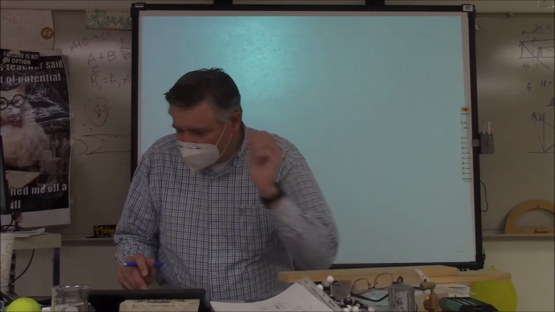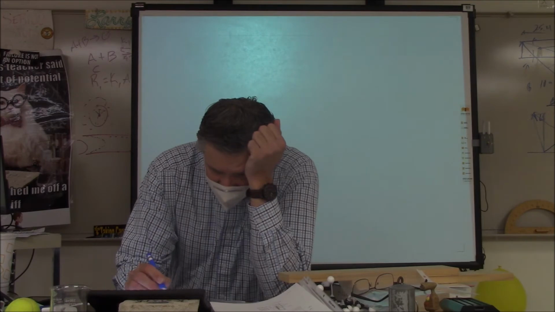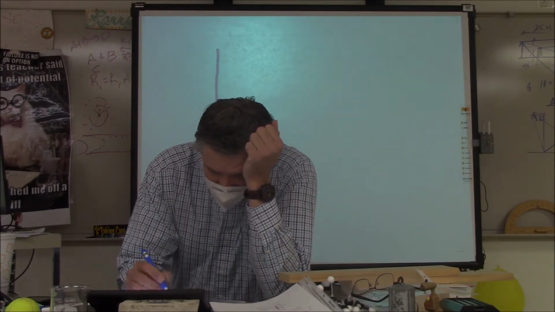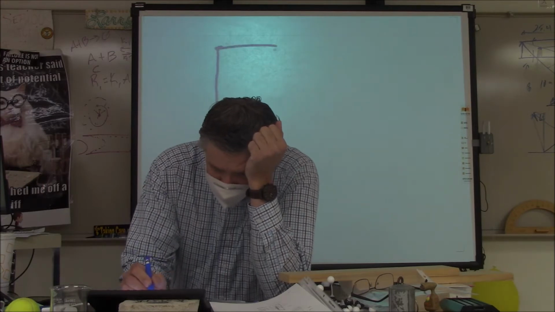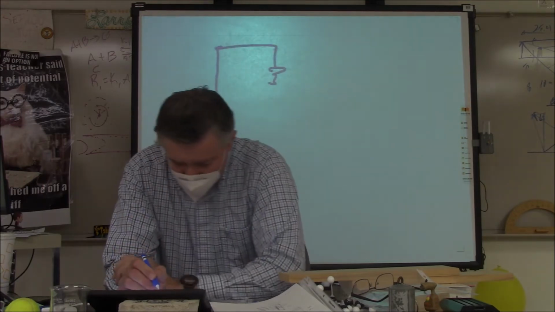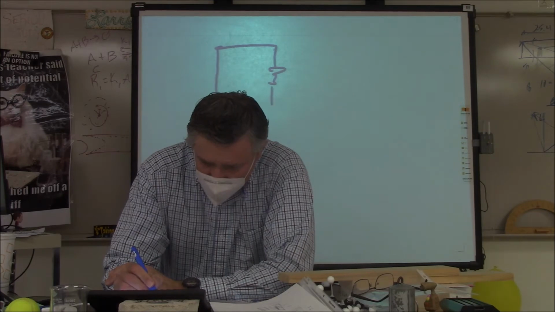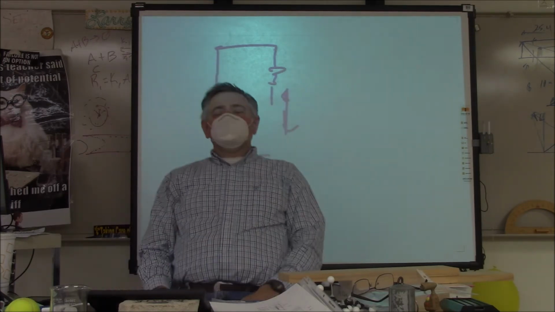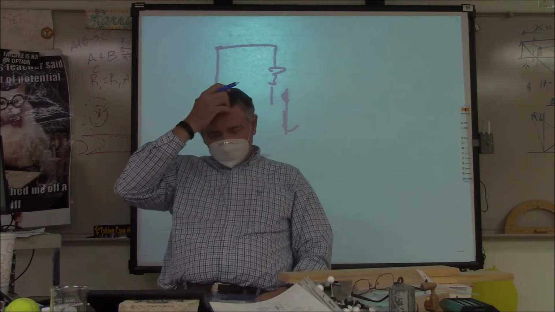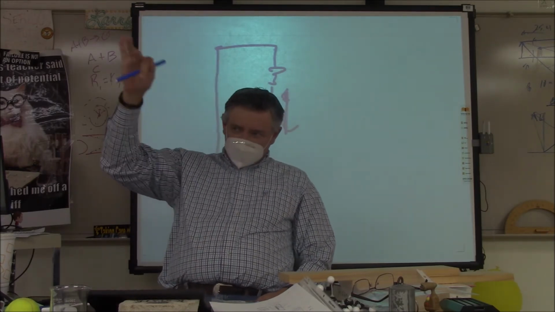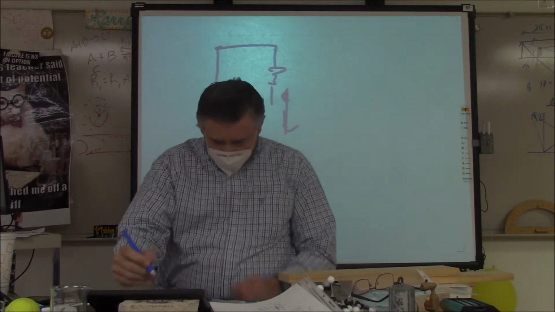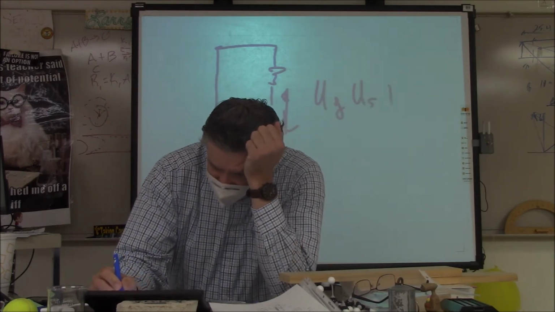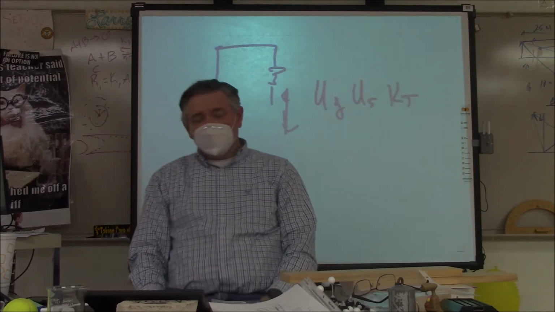So let's talk about the lab from yesterday. So you had that spring that was oscillating back and forth. Here's the deal: you have three types of energy involved in the system. You have UG, you have US, and you have kinetic energy, okay?